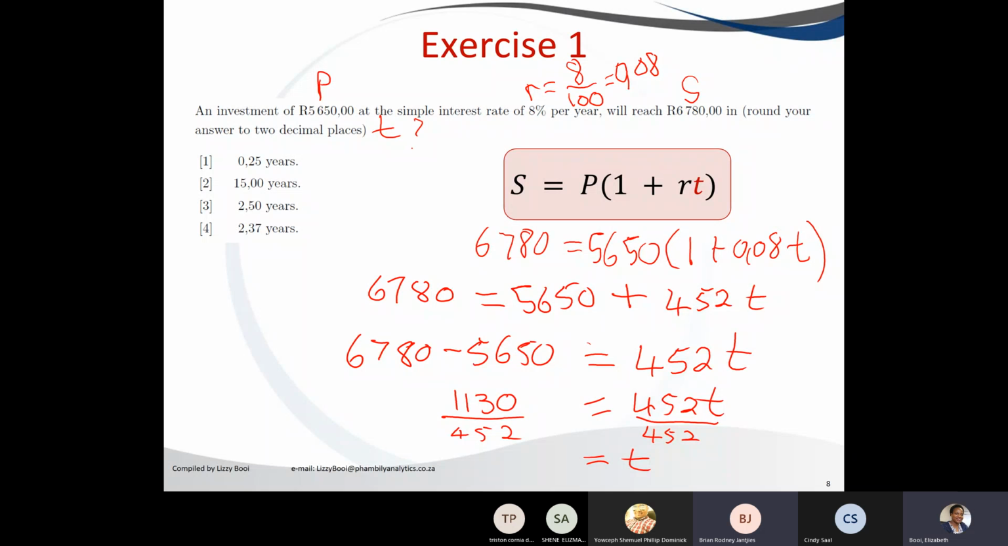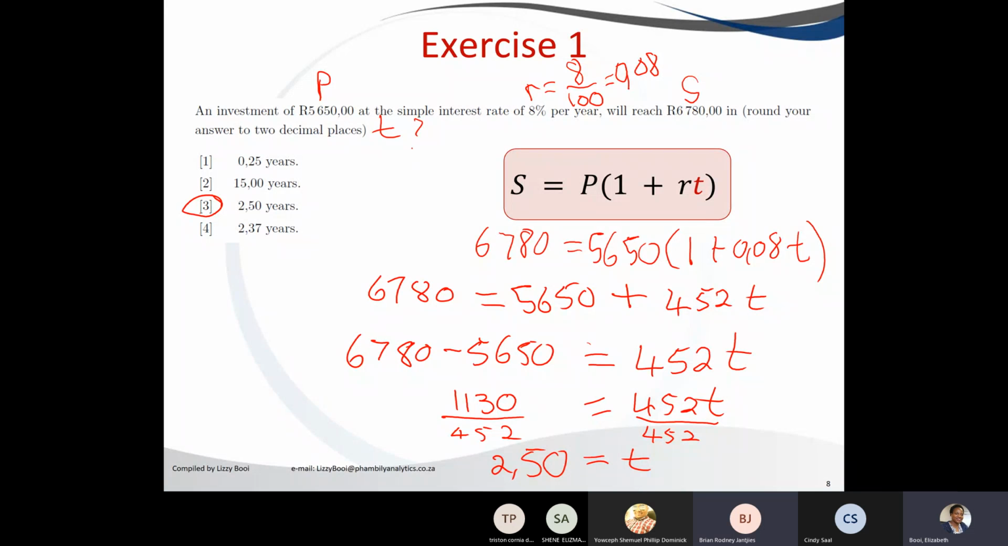And the answer you get is 2.5, which makes it, to 2 decimals, 2.50. Is that correct? Yes, it is correct.